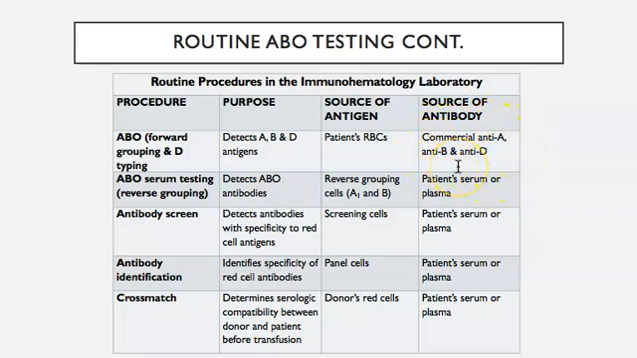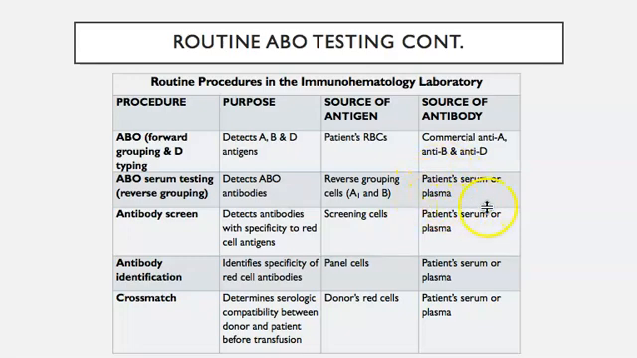That's our reagents. So for the reverse type, we're looking for, does the patient have antibodies in their serum? So the source of the antigen is the reverse grouping cells, so A1 and B cells, so those are our reagents.